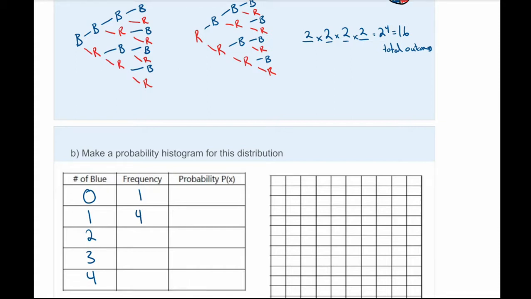How many ways can we get 2 blues? Well, there's 6 of them. Again, going through the same method. 4 ways for 3 blues, 1 way for 4 blues.